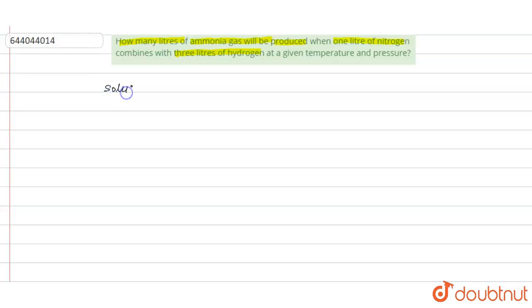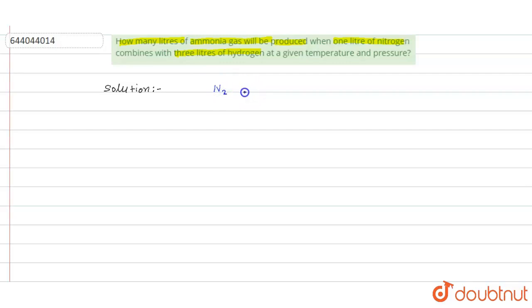We know that a limiting reagent is a reactant which is completely consumed in the reaction. The reactant which is totally consumed during the reaction is called the limiting reagent, and the limiting reagent decides the product. The main condition to solve this question is that the chemical equation must be balanced. So first of all we write the chemical equation between nitrogen and hydrogen.